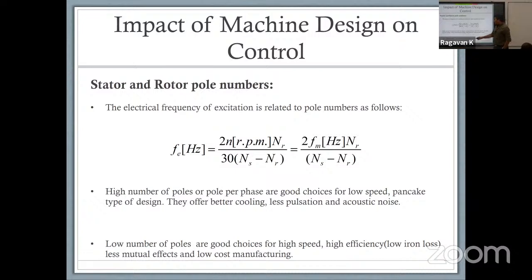So the lower number of poles, like I said, is a good choice for high speed, high efficiency, which basically means that'll give you low iron losses.